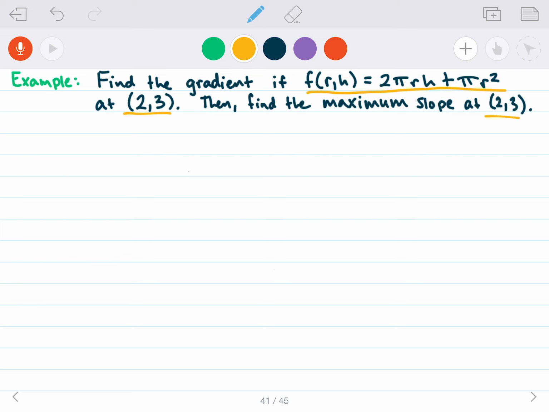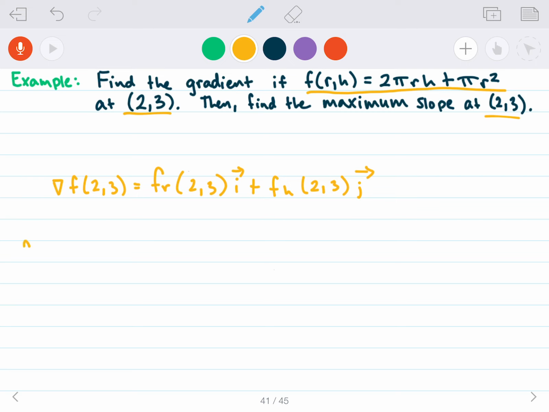Alright, so let's go ahead and find the gradient vector. So the gradient, and again, you can use the del if you want. And actually, maybe I will here just to get you guys used to it. So the gradient of f(2, 3) is going to be the partial f_r(2, 3) i plus partial f_h(2, 3) j. Oh, and by the way, we're not using x's and y's, we're using r's and h's, so let's change that to f_r, f_h. Okay. Alright, so there's our gradient.